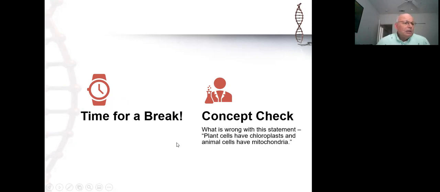So I believe this is the last, or maybe it's the second last break time with a concept check. There may be one more. So here is the question for the moment. What is wrong with this statement? Plant cells have chloroplasts and animal cells have mitochondria.